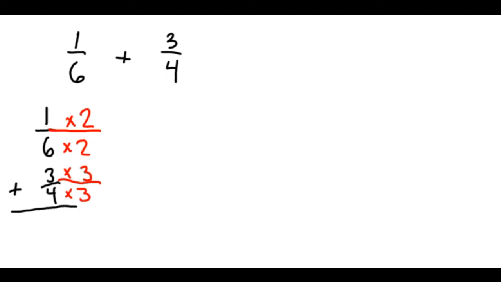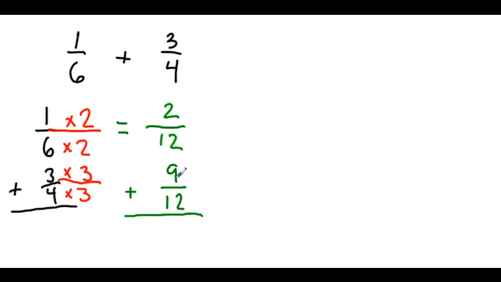Now I'm ready to get an answer. Equals 1 times 2 equals 2 over 6 times 2 equals 12. Now the next one. 3 times 3 equals 9 over 4 times 3 equals 12. And I want to remember to put my addition sign and a sum line. And there you have it. We're ready to add. So let's do it.